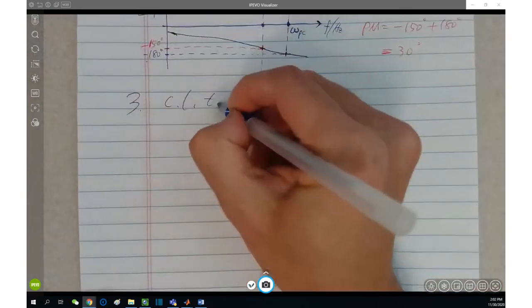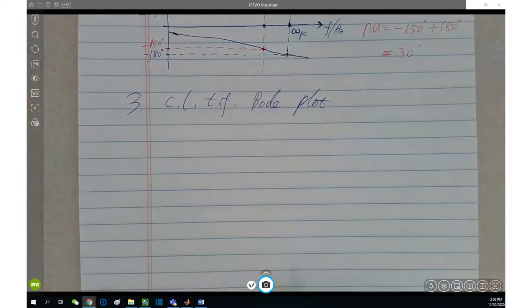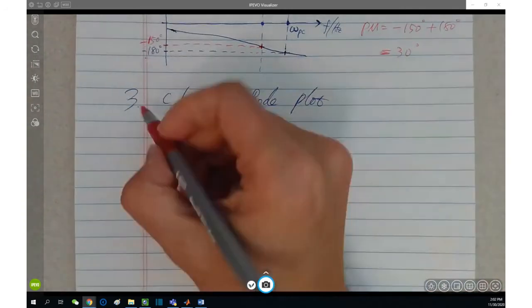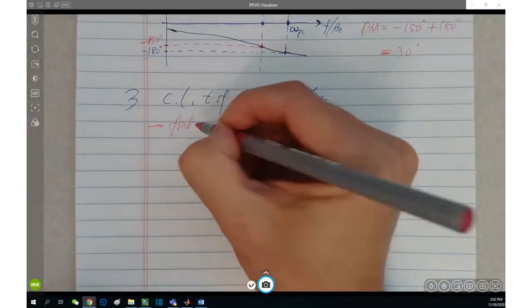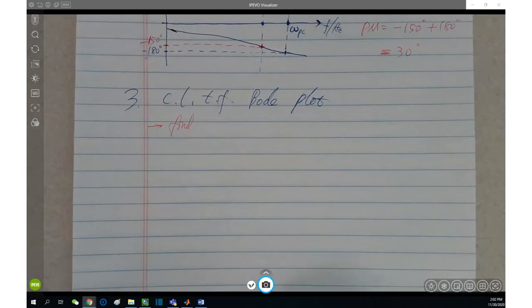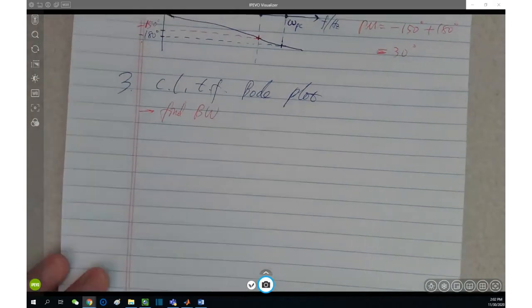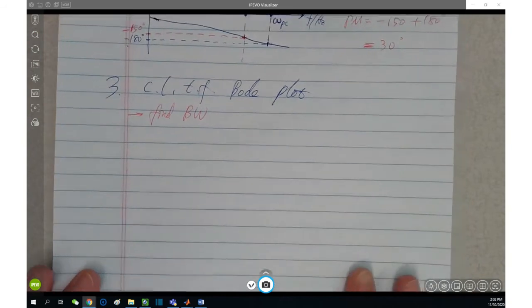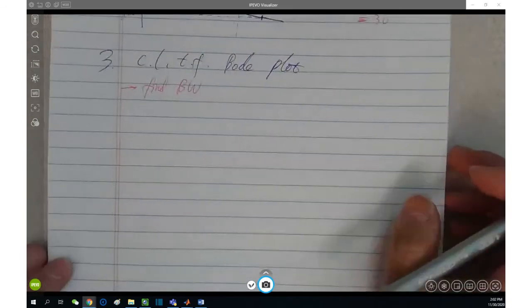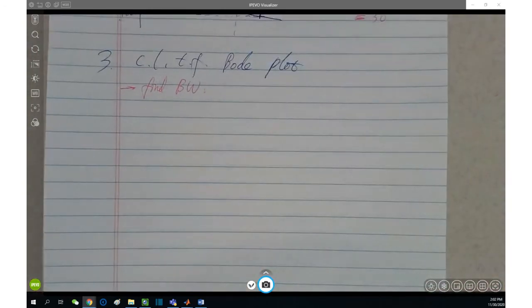closed loop transfer function Bode plot. Okay. What can we do from here? What can this guy give us? This guy can also help us find something else, right? What can we do? We can find the BW. What is BW? This should be a very familiar term, right? The bandwidth. Very good, bandwidth. We use this very familiar term.